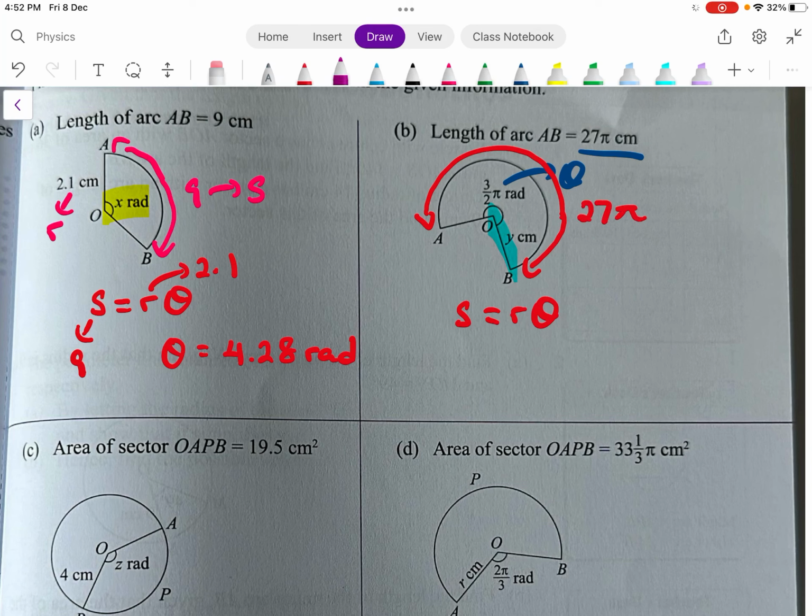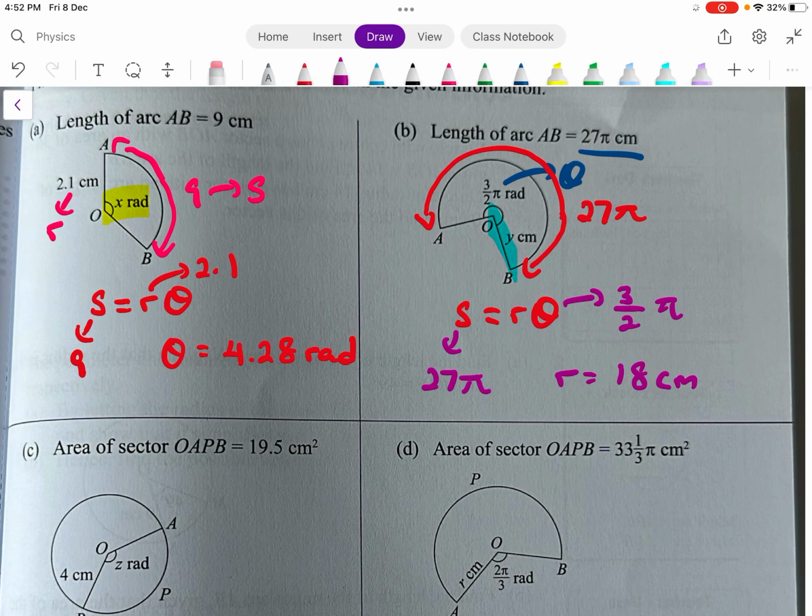You just need to sub in. 27 pi, then R, which is what I want to find, and theta is 3 over 2 pi. Now you can just substitute the numbers. 27 pi divided by 3 over 2 pi. The pi cancels, so 27 divided by 3 over 2. So your radius is 18 centimeters. That is how you do part B.